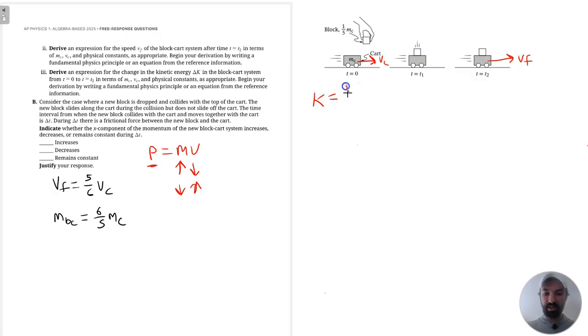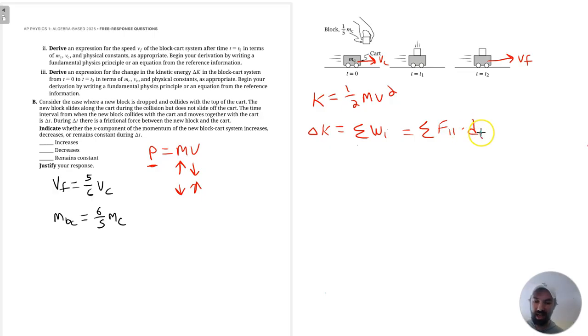We see one equation that says K is equal to 1/2 mv squared. We see another equation that says the change in kinetic energy is equal to the sum of all the work done, which is equal to the sum of the forces acting parallel times the distance that those forces act.